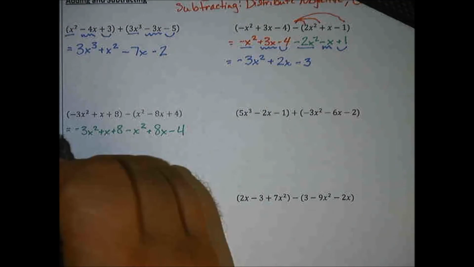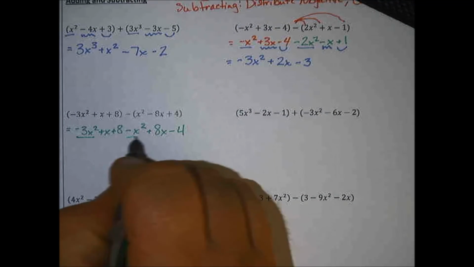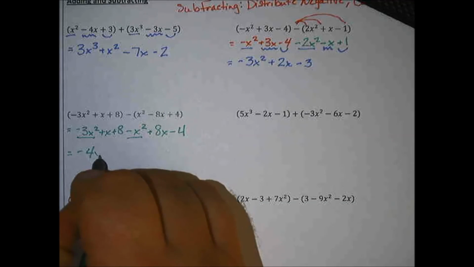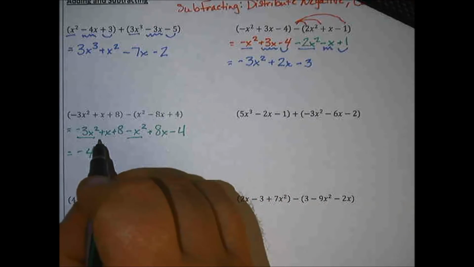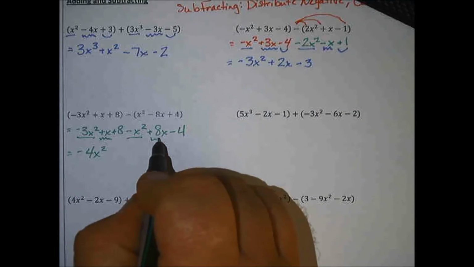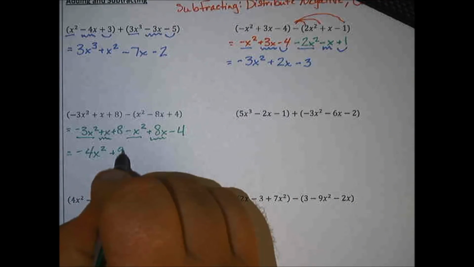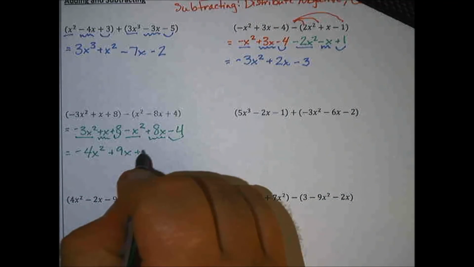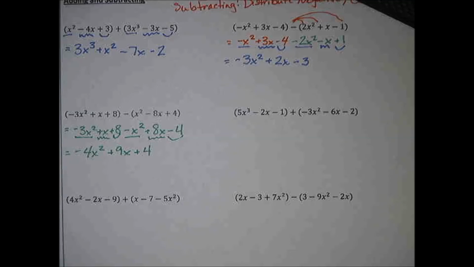Now I just combine like terms. X squared, negative 3 and negative 1 gives me a negative 4, and that's an x squared. Positive x, positive 8x gives me a plus 9x. And an 8 minus 4 gives me plus 4.